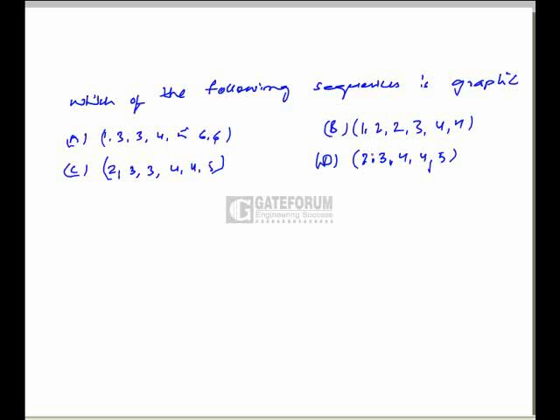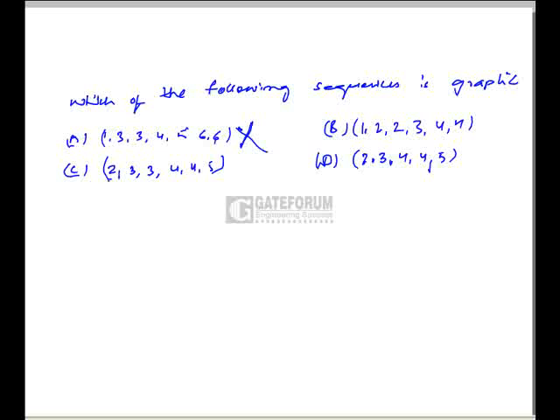4 sequences are given and we need to identify the sequence which results in a simple graph. If we consider option A, here there are a total of 7 vertices and 2 vertices are of degree 6. That means these 2 vertices have edges to all the remaining vertices. That means the minimum possible degree should be 2, but here we have degree 1. Hence we can eliminate option A.